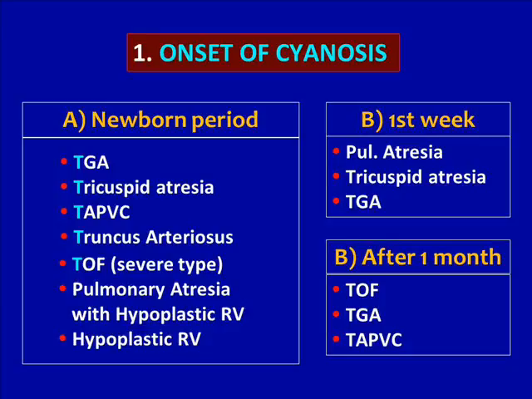transposition of great arteries, tricuspid atresia, total anomalous pulmonary venous connection, truncus arteriosus, severe type of tetralogy of Fallot, that is all T's, and in pulmonary atresia with hypoplastic right ventricle. In slightly older children with delayed cyanosis, you can think of less severe forms of TOF or one of its variants.